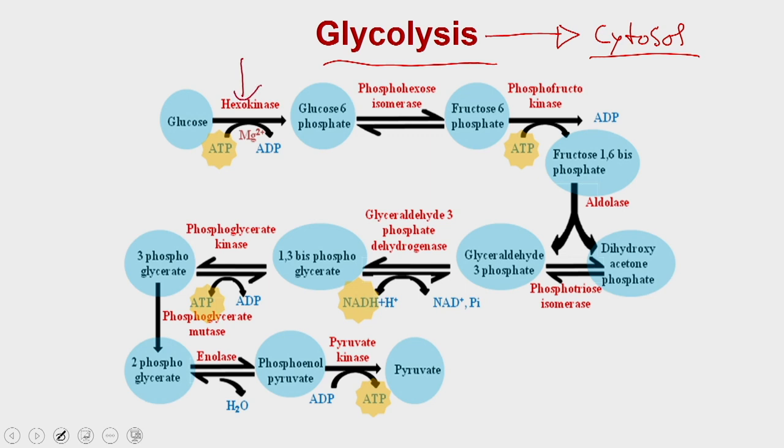So the hexokinase utilizes the glucose. It can utilize any 6-carbon sugar, and with the help of ATP and magnesium as a cofactor, hexokinase generates the glucose 6-phosphate, and then glucose 6-phosphate is being isomerized into the fructose 6-phosphate. So irrespective of whether you have a glucose, fructose, mannose or maltose, all these sugar molecules are being accepted by the hexokinase to generate their corresponding 6-phosphate.